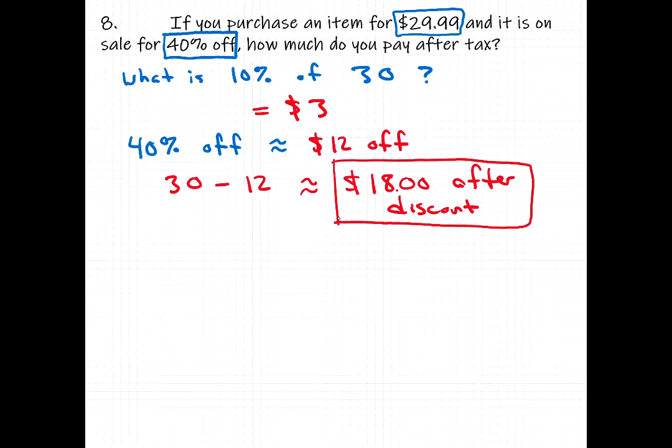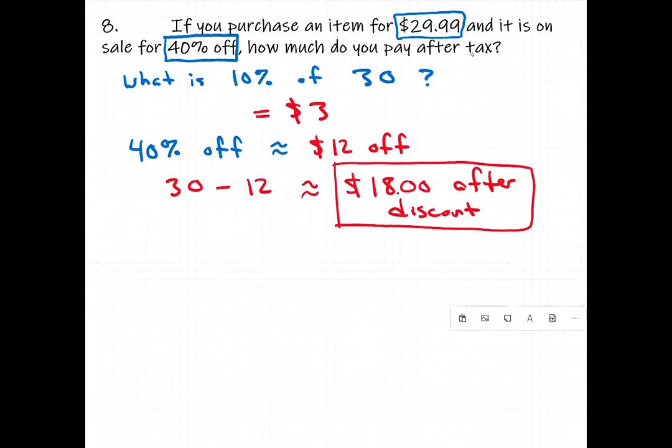Now, calculating quickly on the fly percentages that are multiples of 10 or even multiples of 5 or 25, numbers that are easy to work with, those are doable. But how much do you pay after tax? Well, if you do a quick Google search, I'm in Massachusetts, so I looked up Massachusetts sales tax, and that's 6.25%. So we don't need to worry about calculating 6.25% in our heads.